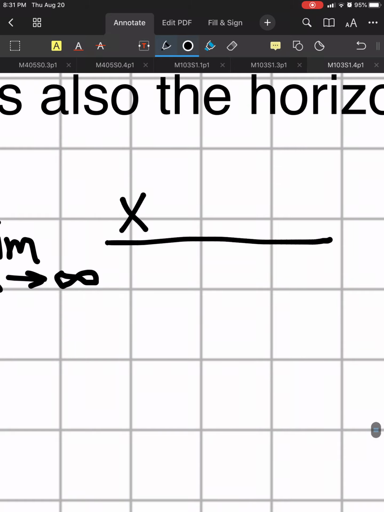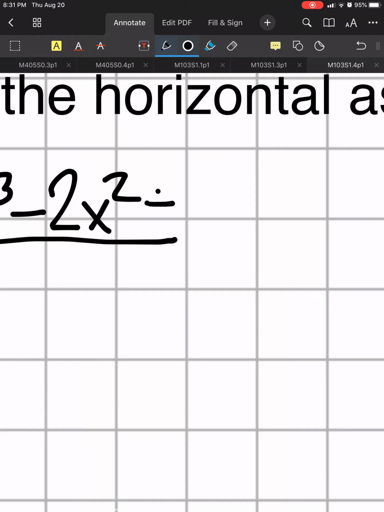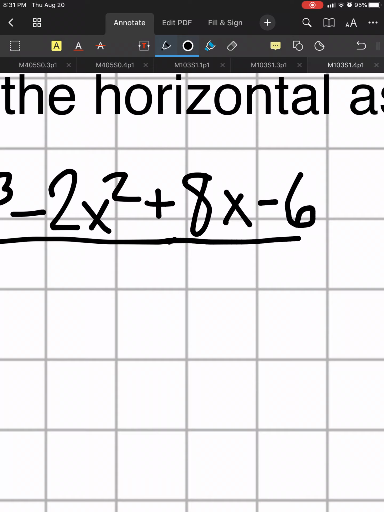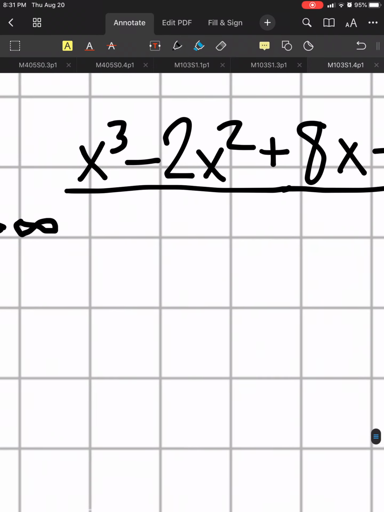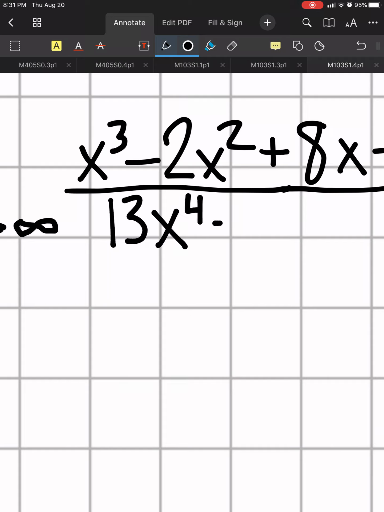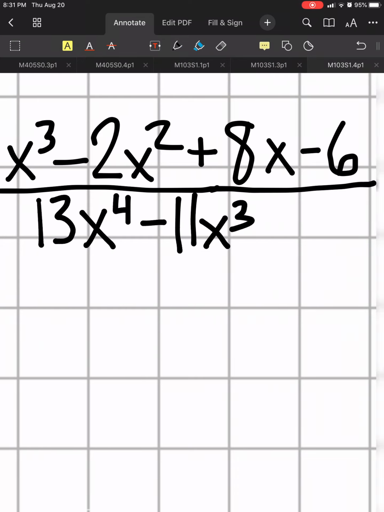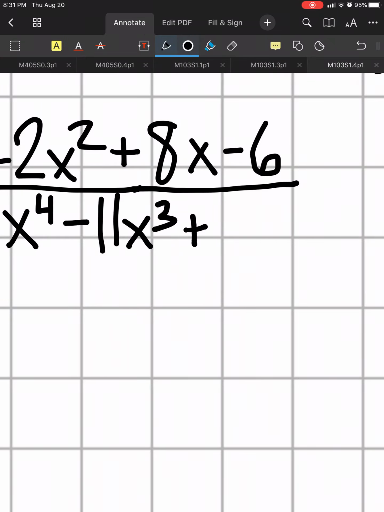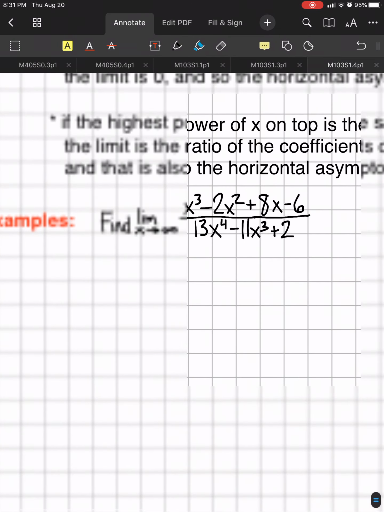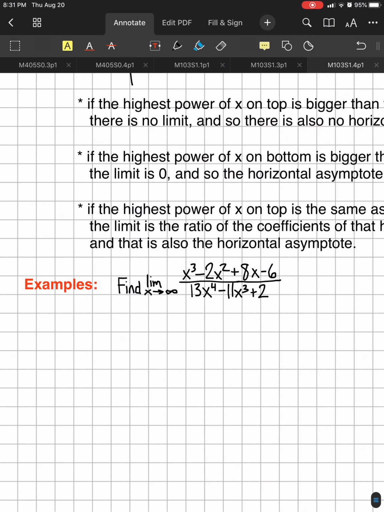Let's see, so x cubed minus 2x squared plus 8x minus 6 over 13x to the fourth minus 11x cubed plus 2. Now, I know this looks awful. It was intended to look awful, but not to be awful.